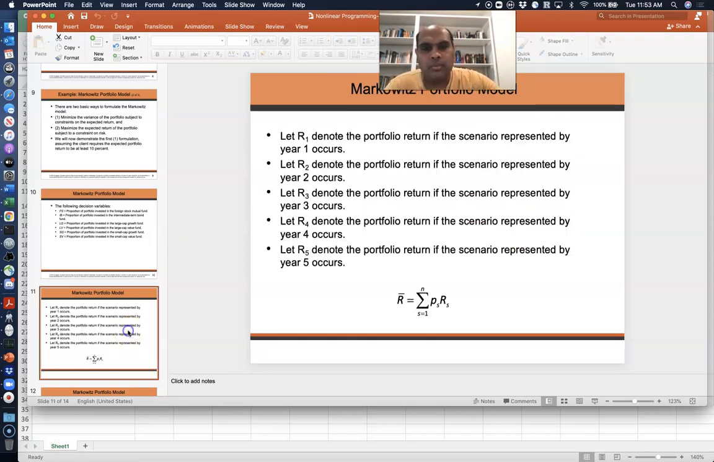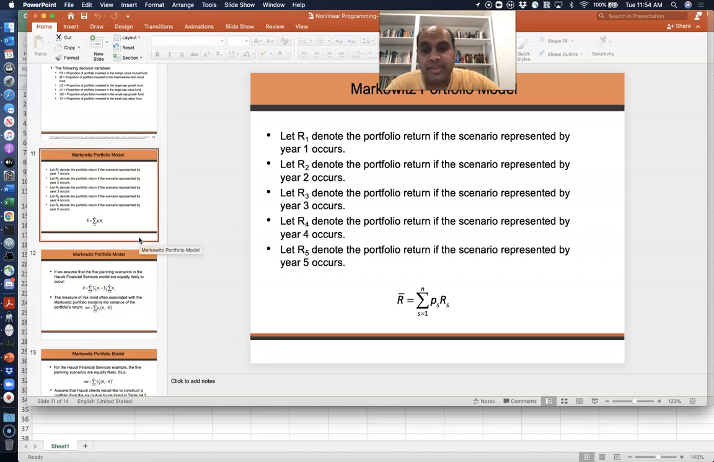Of course, we have the return. So we calculate return R1, R2, R3, R4, R5, just the same way that we did before, if you remember correctly. And then we're going to calculate something called R bar. So R bar is the average return, right? P_s is the probability that each of these values occur.